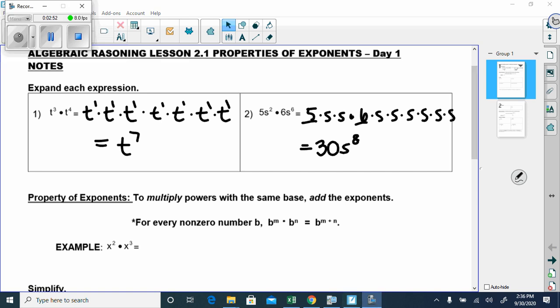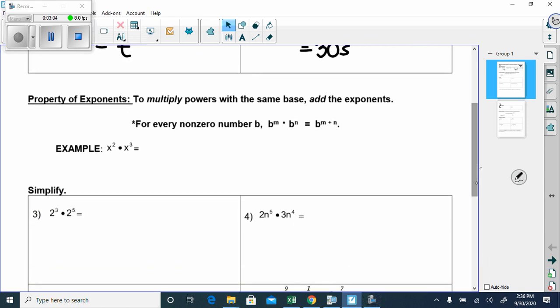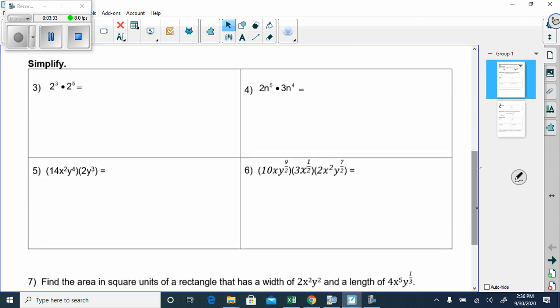Okay. So basically what we're doing is counting up how many letters we have, or adding all the letters together, right? That's the rule that they're explaining to us here. It says to multiply powers with the same base, all we have to do is add the exponents. So it says for every non-zero number b, so b just stands for base, right? That could be anything. If I have b to some power times b to some other power, all I have to do is add those 2 powers together. M plus n.